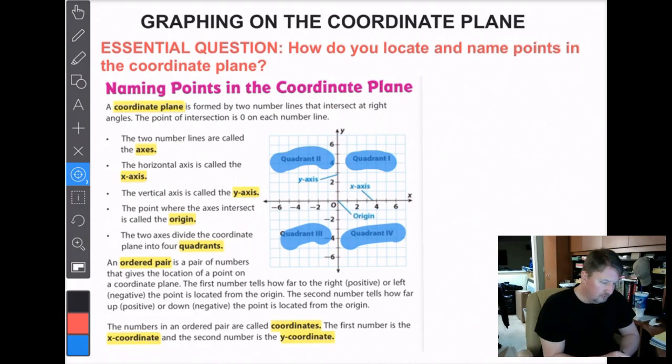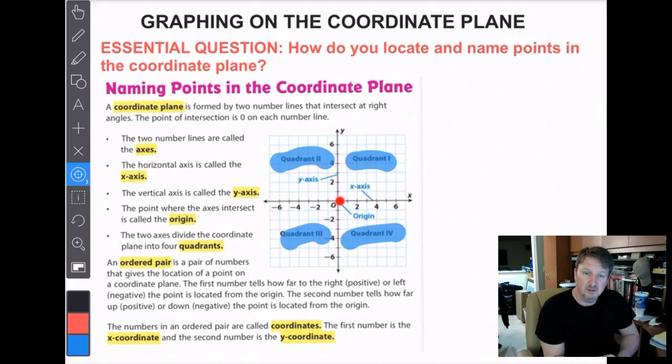All right, so an ordered pair is a pair of numbers that gives a location of a point on the coordinate plane. The first number tells you how far to the right, which is positive, or to the left, which is negative, the point is located from the origin. So how far to the right if it's positive, and how far to the left if it's negative. But this is the starting point right here, the origin. The second number tells how far up, which is positive, or how far down, which is negative, the point is located from the origin.